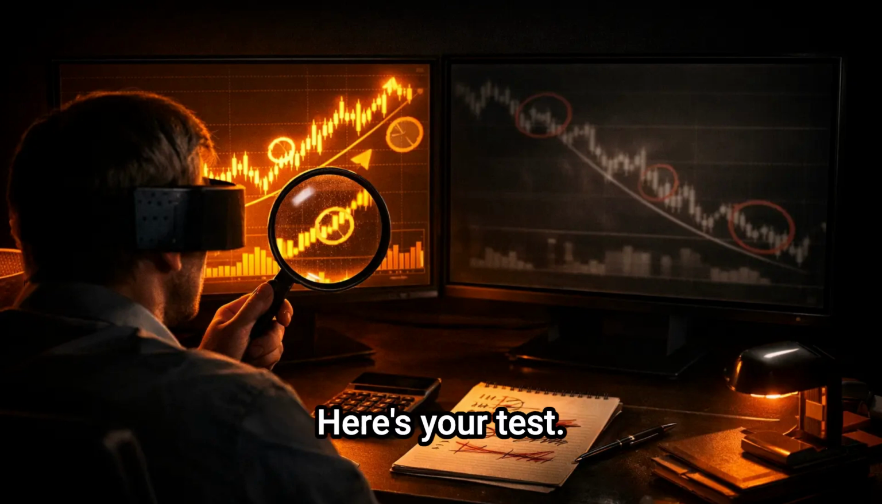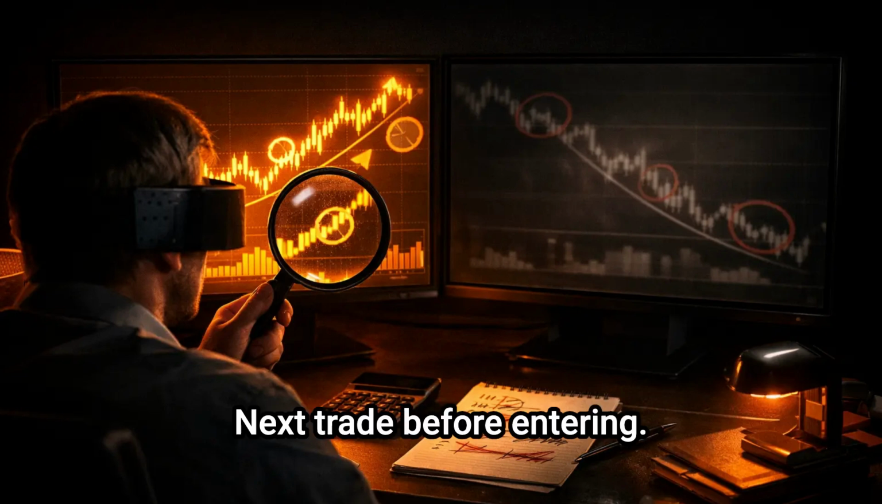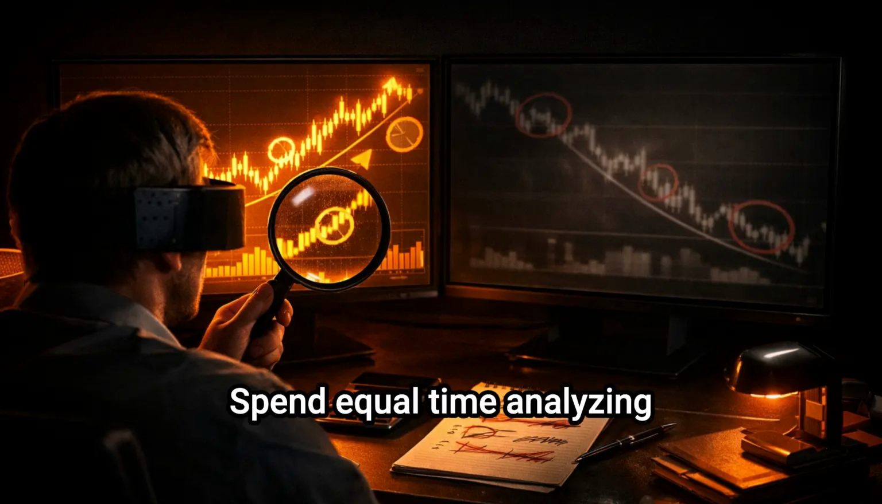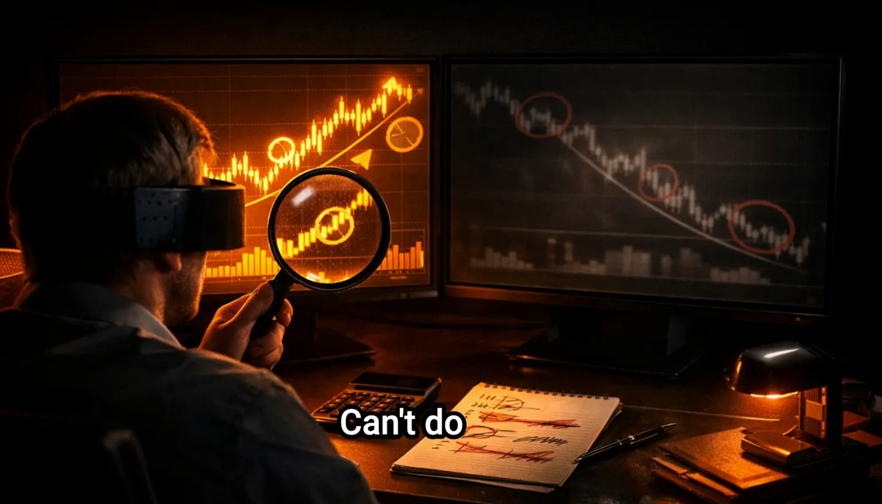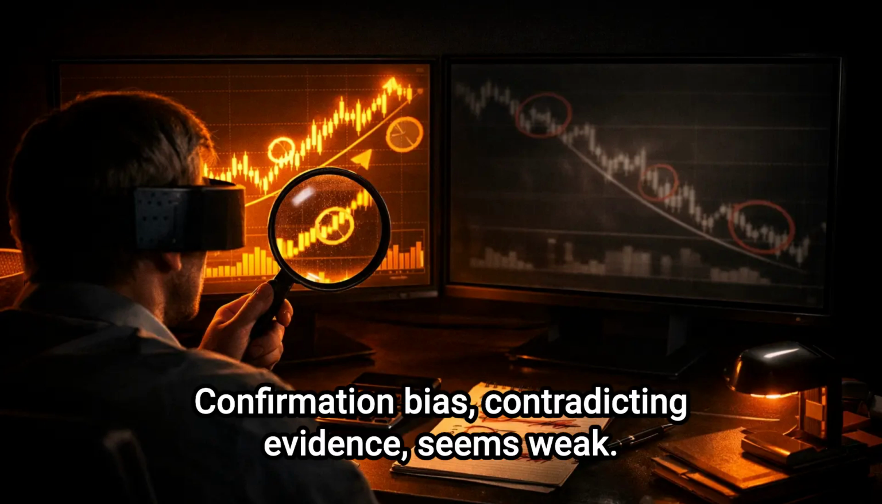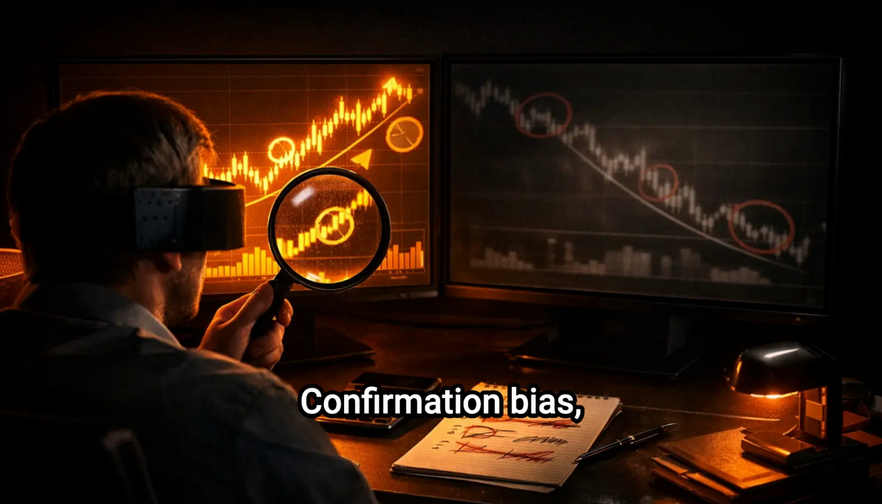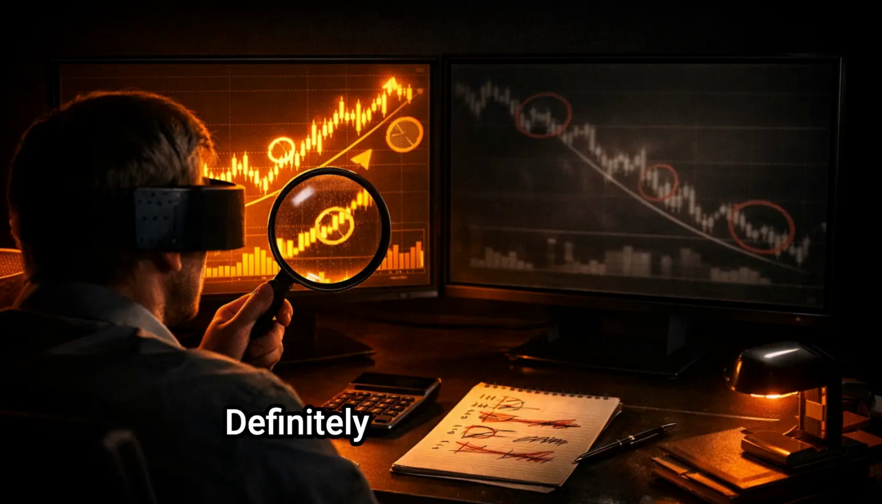Here's your test. Next trade, before entering, spend equal time analyzing why you shouldn't take it. Can't do that? Confirmation bias. Contradicting evidence seems weak. Confirmation bias. Annoyed at this exercise? Definitely confirmation bias.